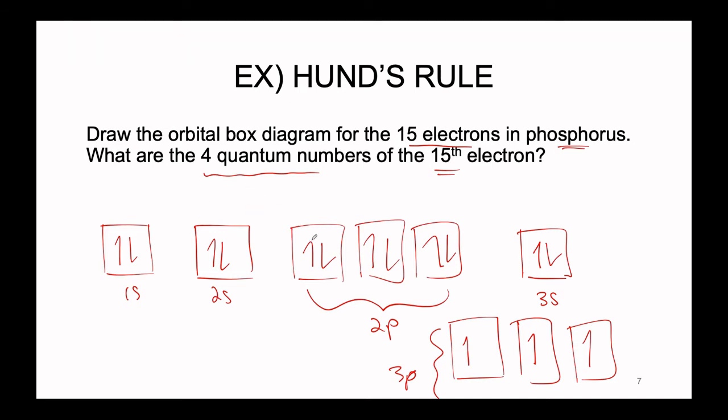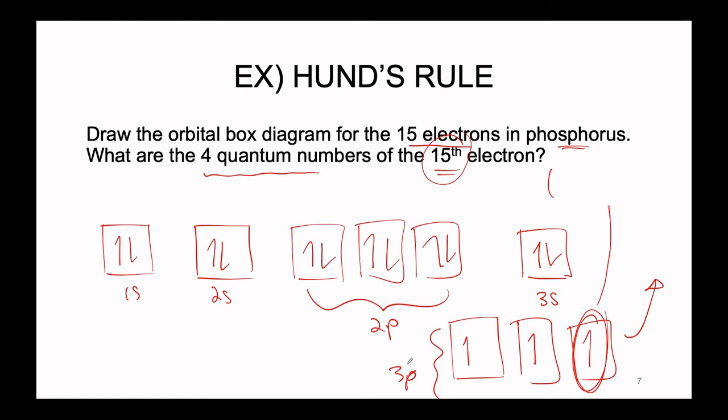All right, so hopefully this is also what you got. You probably had more space to actually draw the 3p up right next to the 3s, but again, I write large, so I ran out of space. The last thing that we were asked to do was to identify the 4 quantum numbers of this 15th electron, the last one that was placed in all the boxes. So I'm going to draw that right up here.